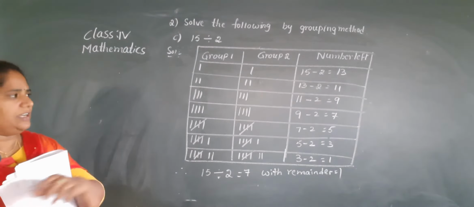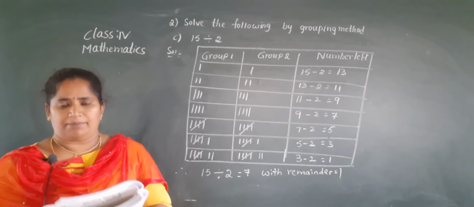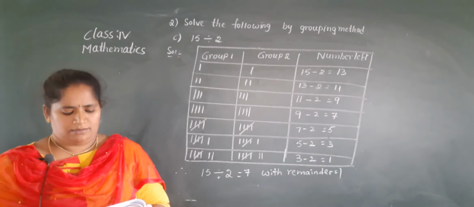Okay, note down. And you do the remaining problem, 24 divided by 6, as homework. So you make the 6 groups and divide 24, 1 by 1, to each group until the number left is 0. Okay. And next one, solve the following by long division method.